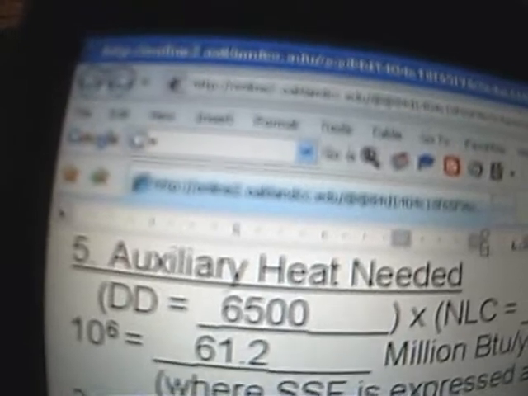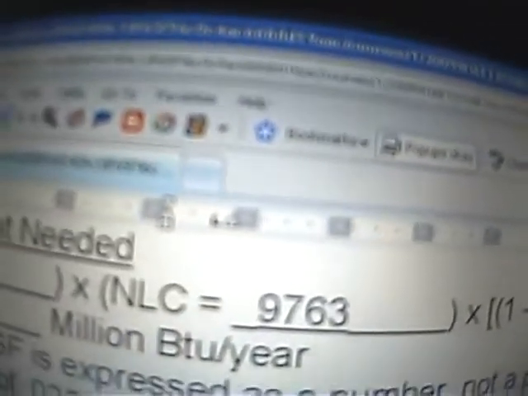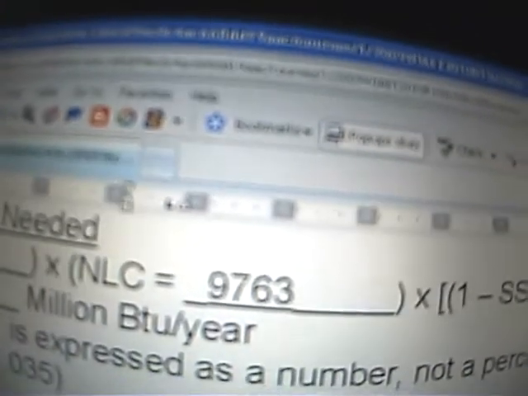So we take the degree days, we know it's 6,500. We take the NLC for this home, which we know is 9763. And then we need to calculate 1, which stands for 100%, all of the heating needs of the house, minus what the solar is going to provide, which is only a measly 0.035. So 1 minus 0.035 is 0.965.